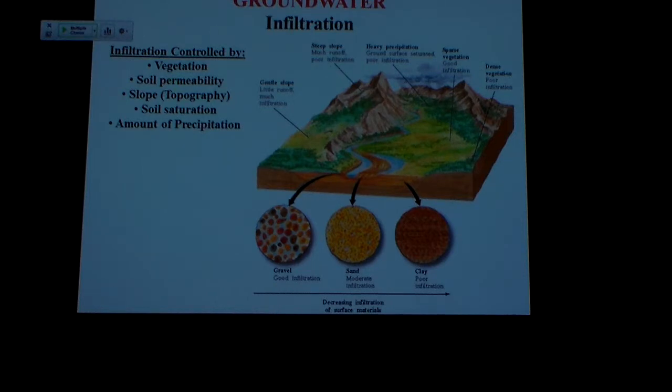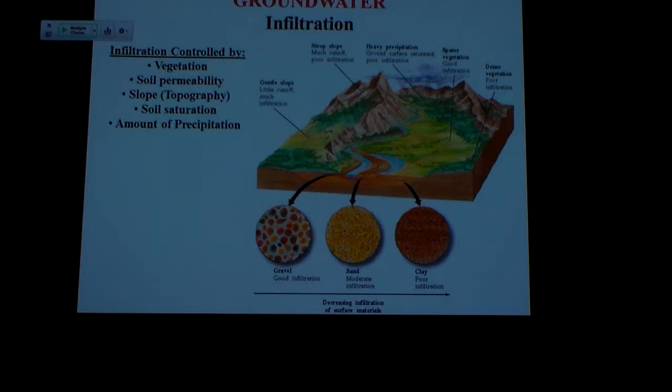Vegetation, for instance. If you can keep the water on the surface a little longer, it gives it more of a chance to infiltrate. If I have a grass surface, it's harder for the water to just run off. It kind of gets held in place by the grass. The grass also opens up cracks. It also helps the water move down through the system.